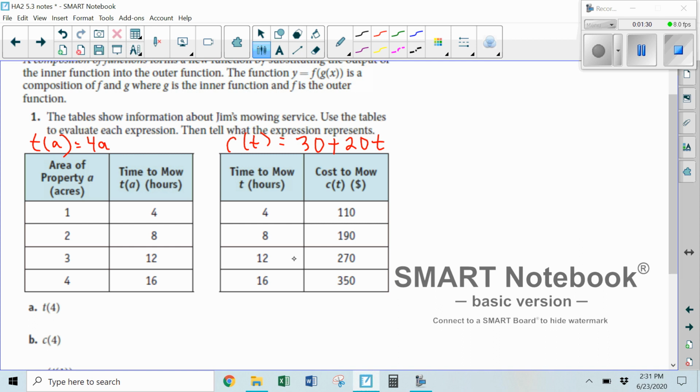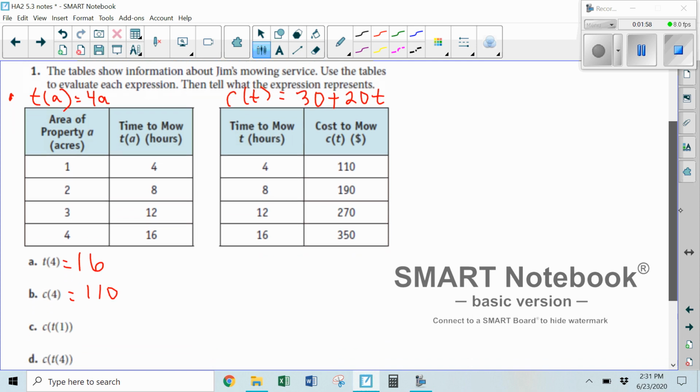So I know we can do these first two pretty easily. T of 4. So find the t function, which is this first one. We're going to input 4. What happens when I input 4? I get 16. How about c of 4? So that means go to the cost function and plug in 4. Here's the cost function itself. These are when the values are plugged in. So I plug in 4, I get 110.